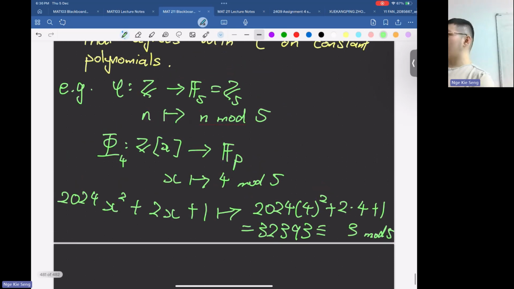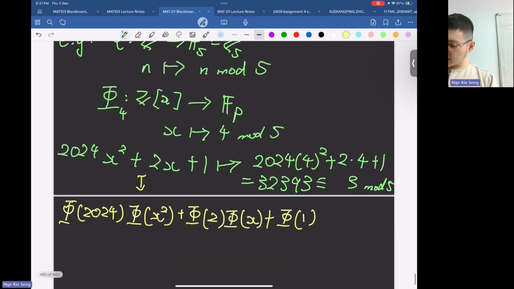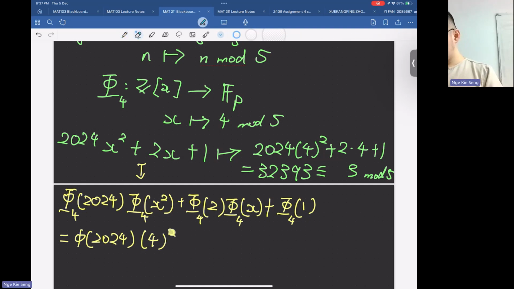But we can use another way to compute it, right? Because it's a ring homomorphism. So the other way to compute it is what? You can reduce your 2024 first, and then you evaluate x squared, and then you send 2 to mod 5. Sorry, before evaluation it is 2024x squared plus 2x plus 1. But capital phi of a constant polynomial is what? It's a little phi. And then here, just substitute x as 4.